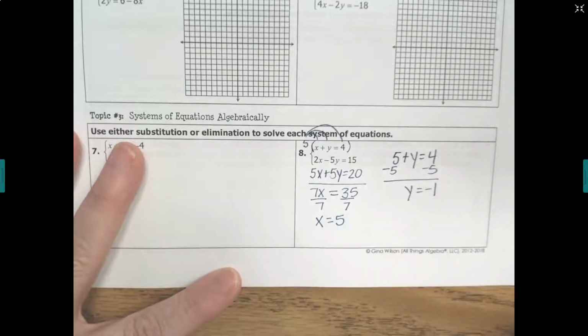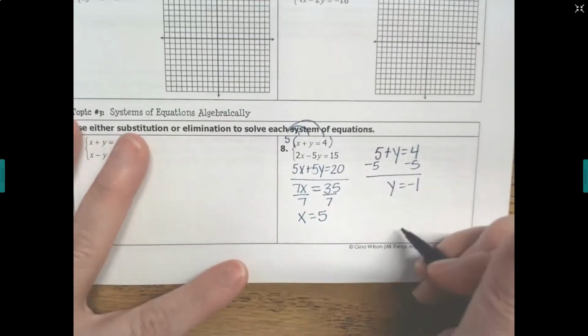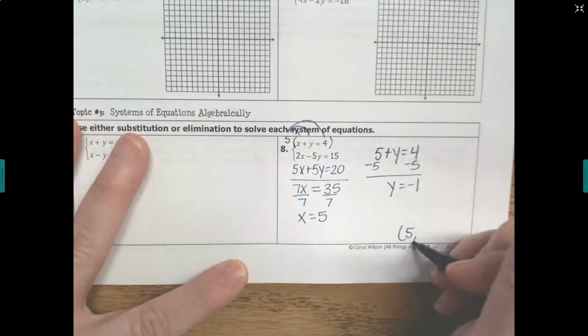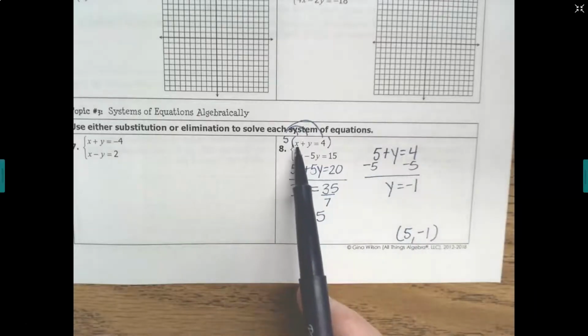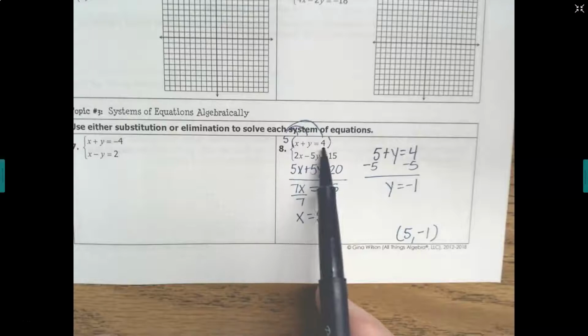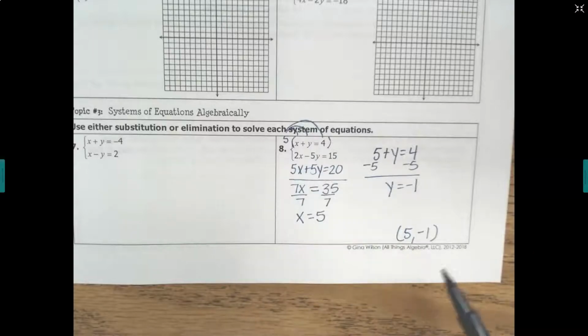So what we've done is we found the x and y that make the point where the two lines would cross if we were to graph them. You can always check this by taking the x and the y and plugging them back in. So if I plugged in x and y, 5 minus 1 equals 4. That's true, and you can do the same thing from the bottom equation. For a solution to work, it has to be true for both equations.